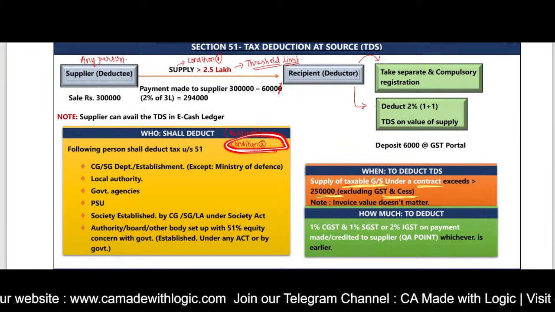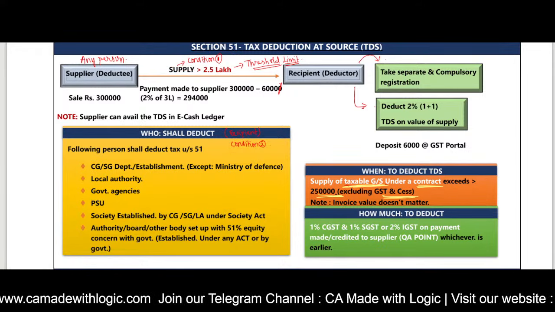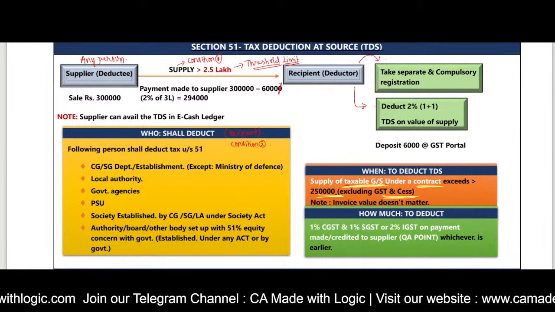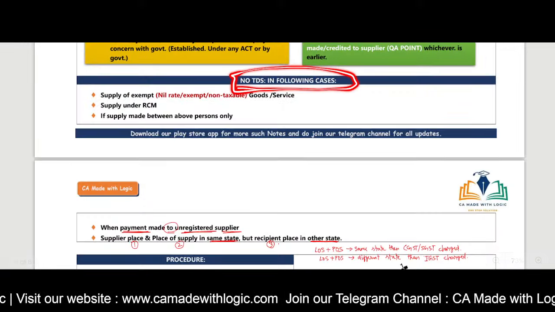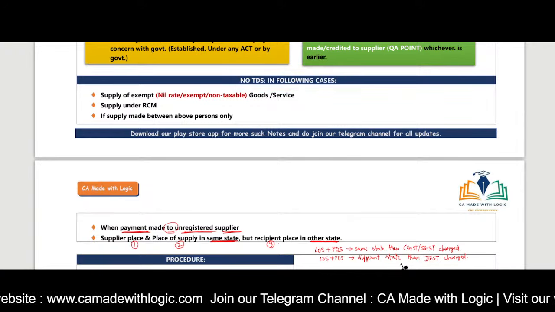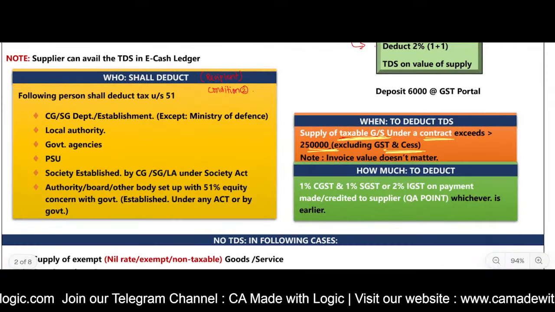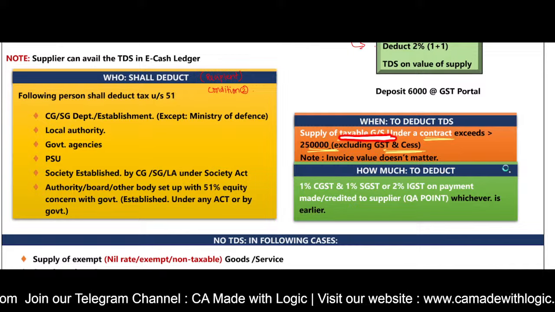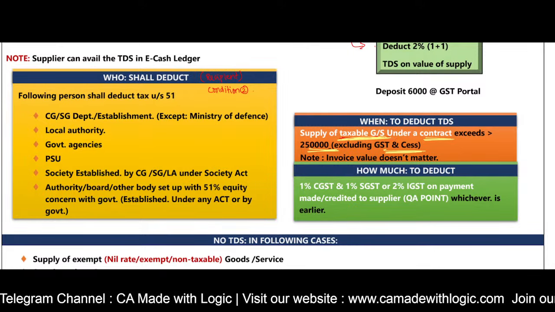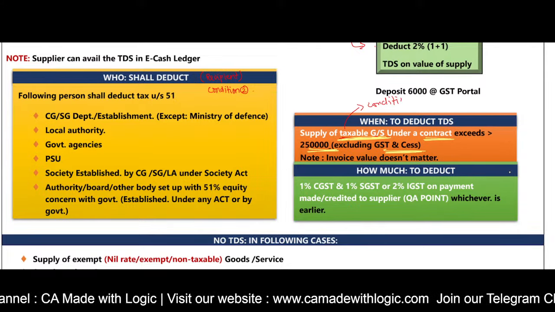Remember, both conditions have to be fulfilled. If any one condition is not fulfilled, then there is no requirement to deduct the TDS. Now, in what following cases is there no requirement to deduct the TDS? One is supply of exempt goods and services. First, it has to be supply of taxable goods and services. You can write three conditions that you have to fulfill. So this is condition number 3.